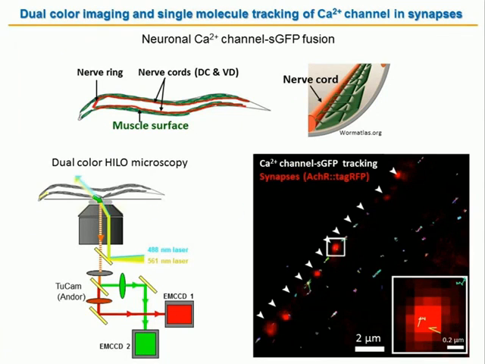So in this case, this is now imaging with dual color, two lasers, and we split the signal through a two-cam system onto an EMCCD camera, and this is imaged simultaneously.